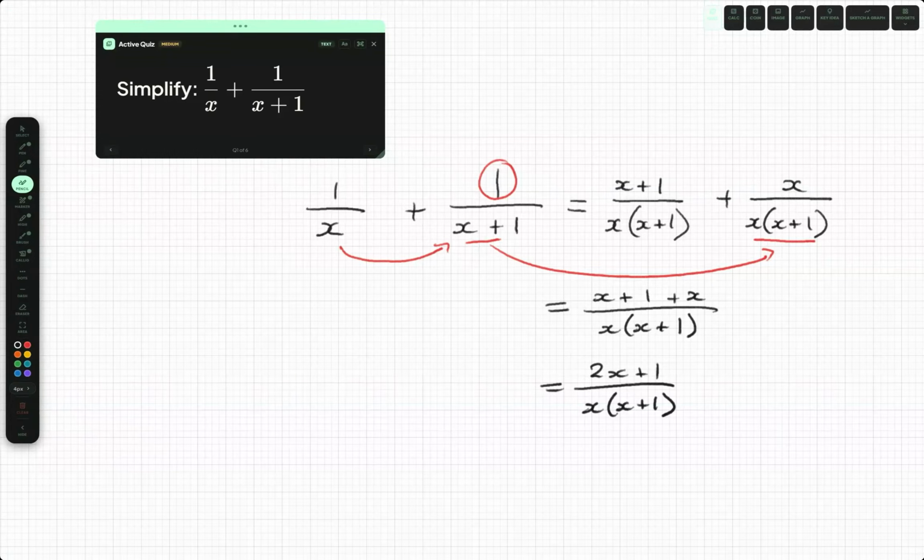Now, nothing's changed. The rules are still the same. It's exactly the same as when you did it with numbers, but we're just making it even more generalized.